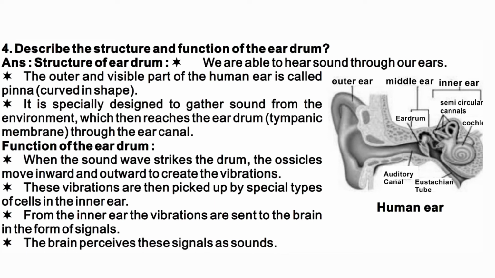Function of the eardrum: When the sound wave strikes the drum, the ossicles move inward and outward to create the vibrations. These vibrations are then picked up by special types of cells in the inner ear. From the inner ear, the vibrations are sent to the brain in the form of signals. The brain perceives these signals as sounds.